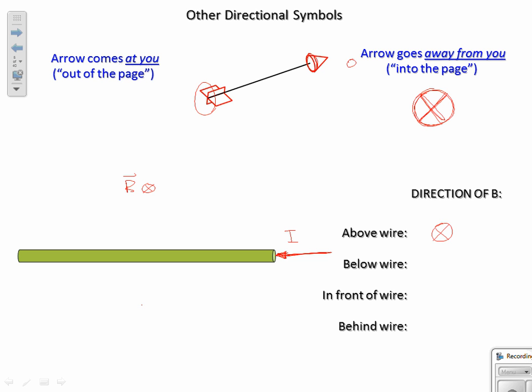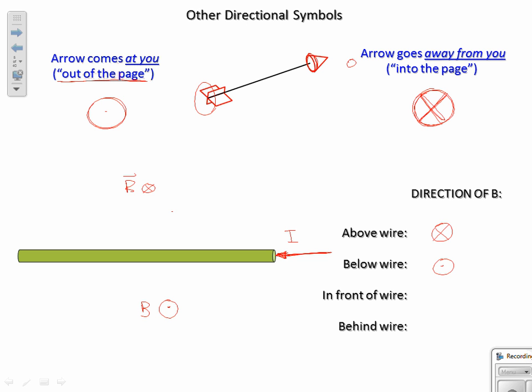Below the wire here, my fingers would be trying to come out of the page, right? Out of the page. If this arrow was shot at us, here's what we'd see: the outline of the arrowhead and the tip of the arrow. So that symbol means out of the page. The field's coming right at us.